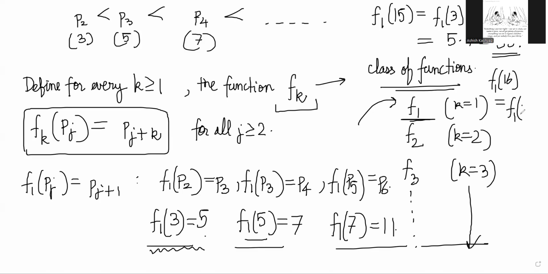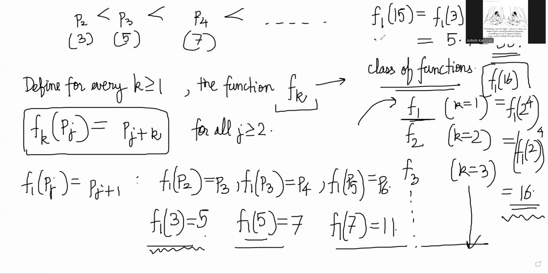So this is f₁(2) to the power 4, because by the multiplicative property, it will be f₁(2) whole power 4. And f₁(2) was 2. So therefore, this is 2 power 4, or 16. So notice that f₁(16) is coming out to be 16, and f₁(15) is coming out to be 35.